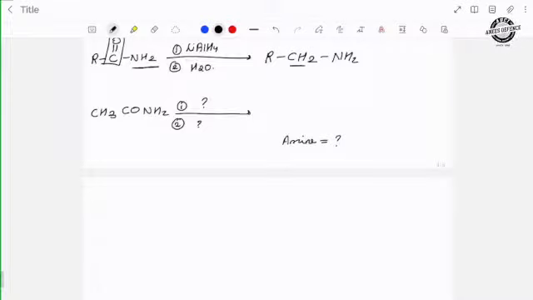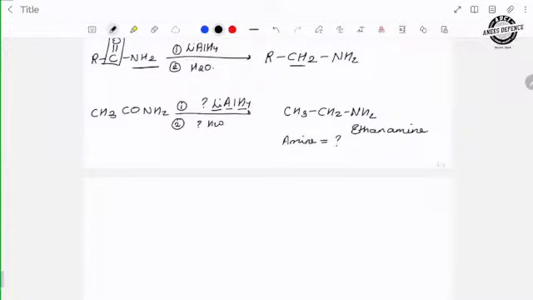Reagent? H2O. Will it come first or second? It is the second reagent. The first reagent is lithium aluminium hydride, and the product is ethanamine, CH3CH2NH2. So this is ethanamine. That's it.